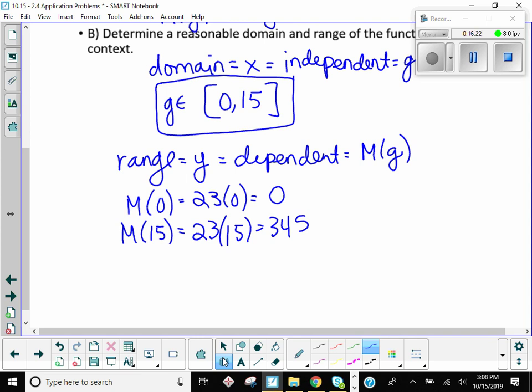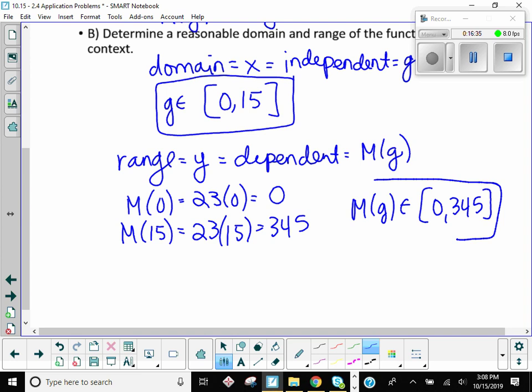So that's the lower limit, that's the upper limit. To write that in interval notation, your range would look like this, 0 to 345, definitely with brackets because you can actually do that. Those values are included.